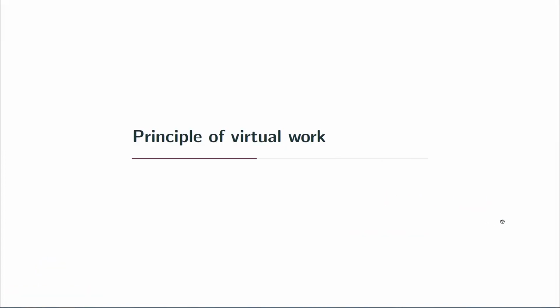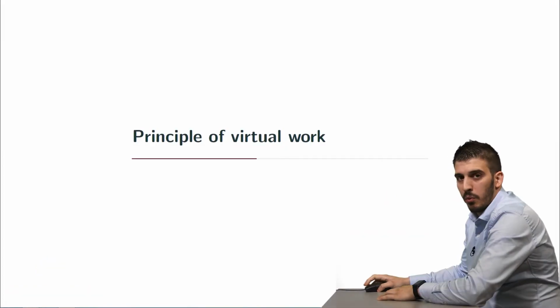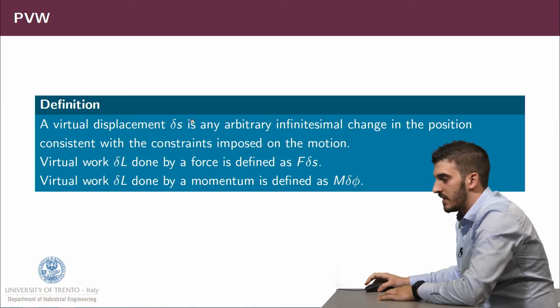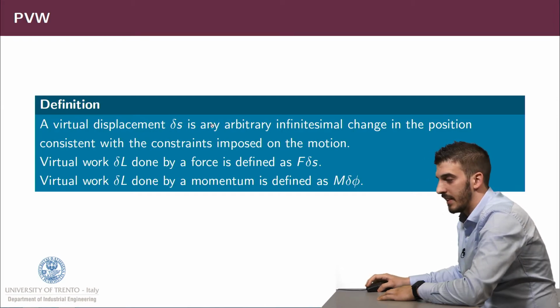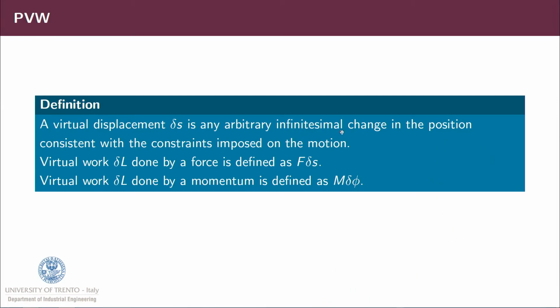Now let's state the principle of virtual works. Let's define a virtual displacement, delta S, which is an arbitrary infinitesimal change in the position, which is consistent with the constraint imposed on the motion. We can also define a virtual work, delta L, which is done by a force, and it is defined as F times delta S. A virtual work, delta L, done by a moment will be defined as M delta phi.